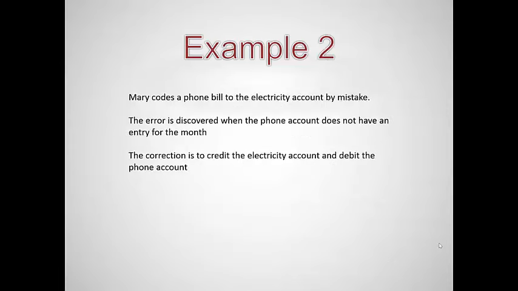In example number 2, we have someone who gets a phone bill. They code it to the electricity account by mistake, and the error is discovered when the phone account does not have an entry for the month. Somebody catches it that way. And this correction would then be to credit the electricity account where it went erroneously, and then debit the phone account, which is where it should have been in the first place.